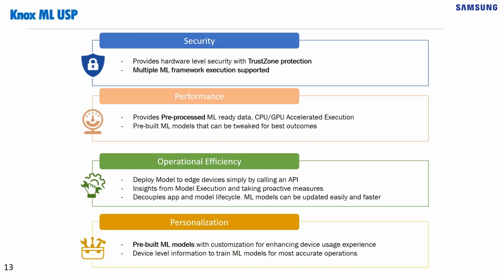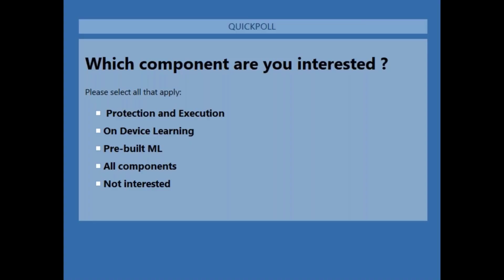With this, we can go for one more poll. Sneha, can we? So you can select the components you feel more interested in. That will really help us. Protected execution is your basic execution of multiple ML frameworks, encrypted way of execution. On-device learning is personalization of your model. Pre-built ML is already ready-made models which can be used. Mostly we segregate into these three components.